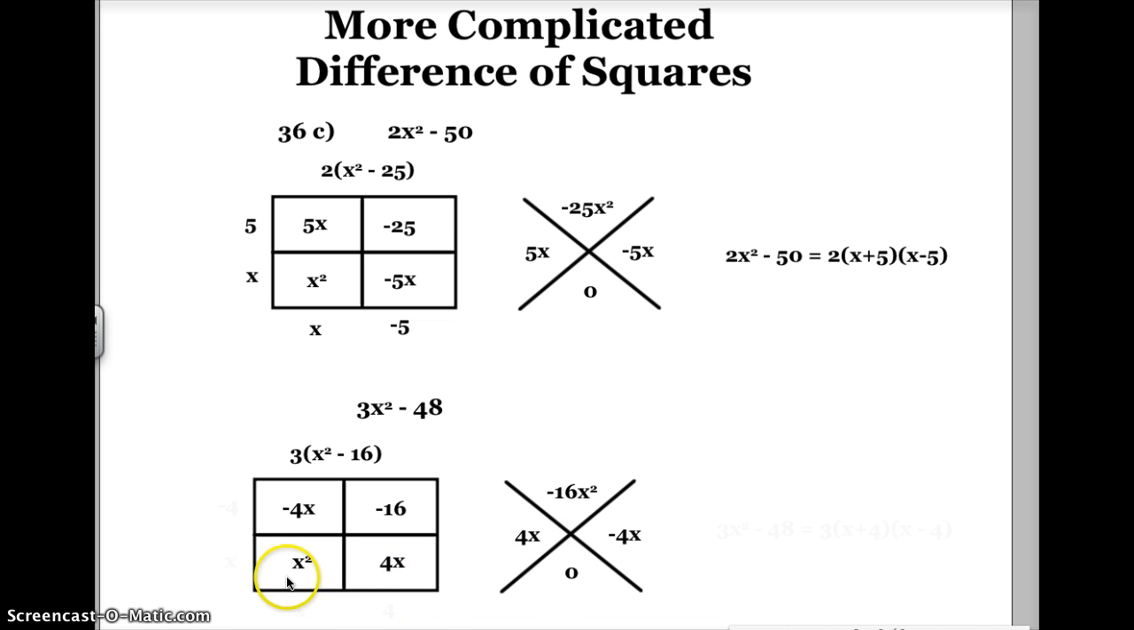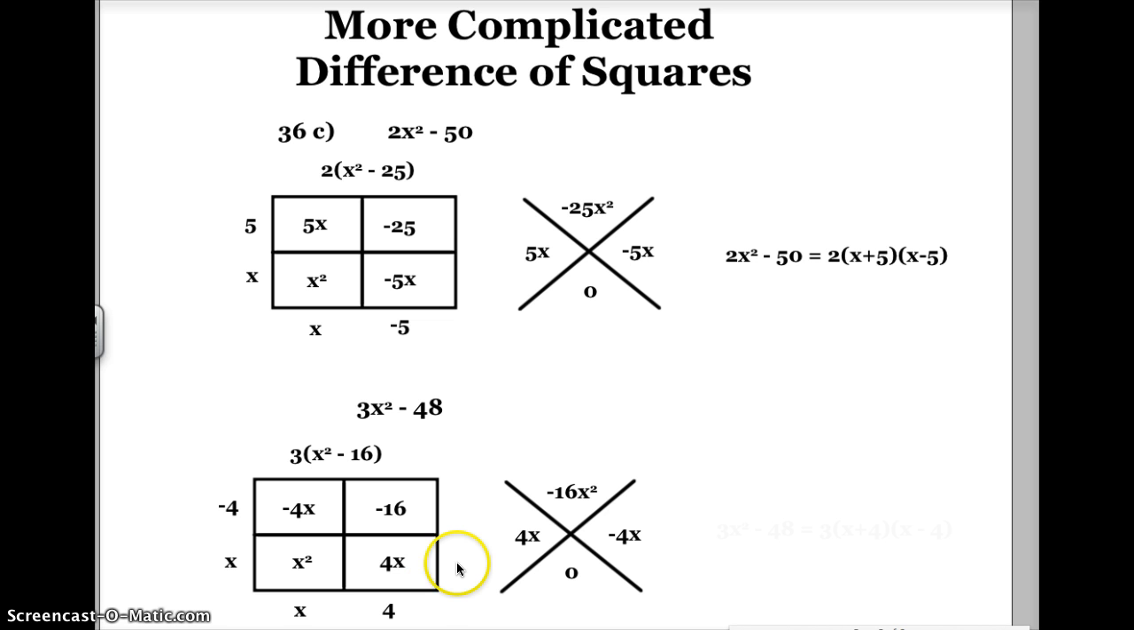I can factor an x out of my bottom row, so that becomes x. If this is x and my area is x squared, then that's going to become x. If this length is x and my area is negative 4x, that's negative 4. And if this is x and my area is 4x, this length will be positive 4.